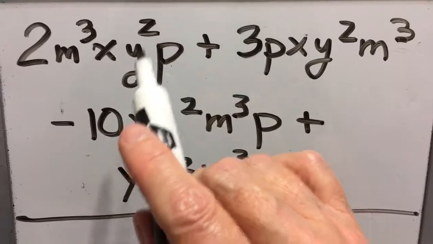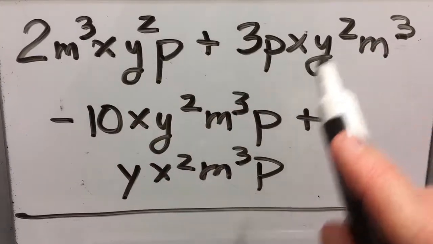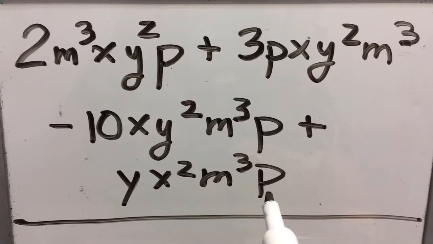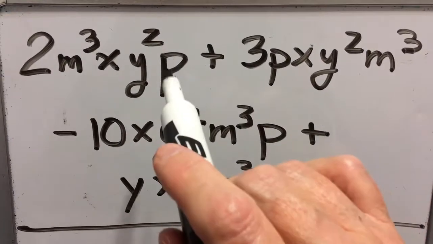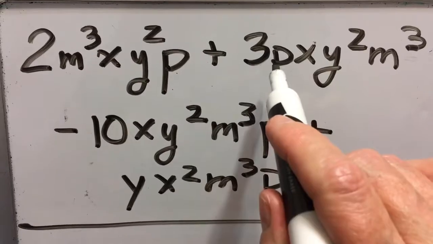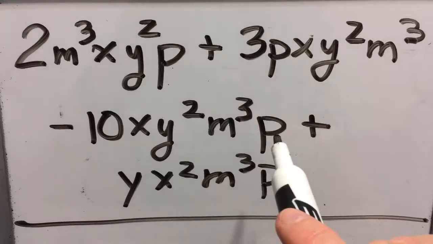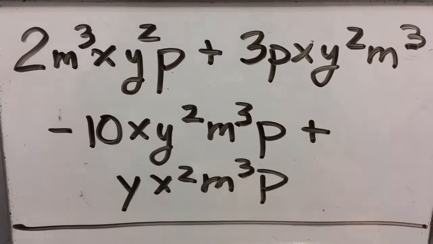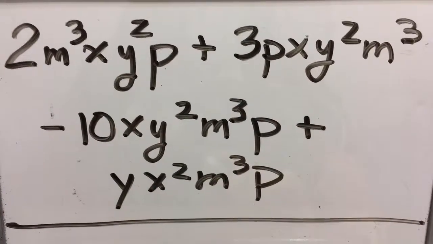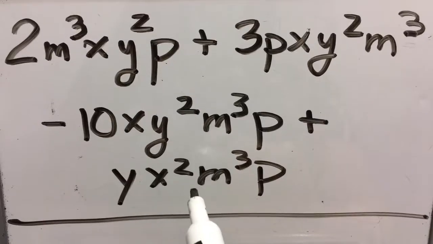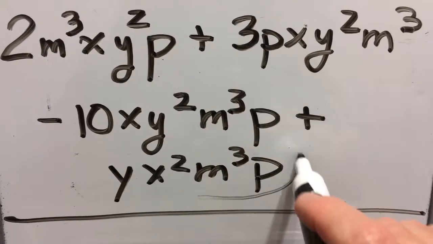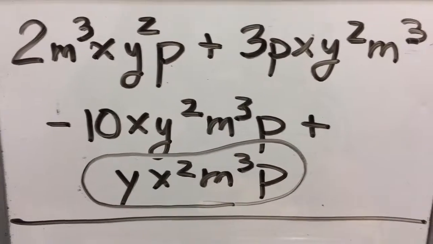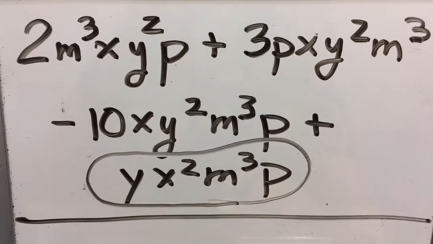So now we look at the y squared. Y squared, y squared, y squared. And this one we've already decided is an oddball. And then we have a p, and there's a p, and there's a p. So it looks like these first 3 match completely and are like terms with each other. But this one right here is odd man out, so we're just going to leave him alone and bring him down to the answer.